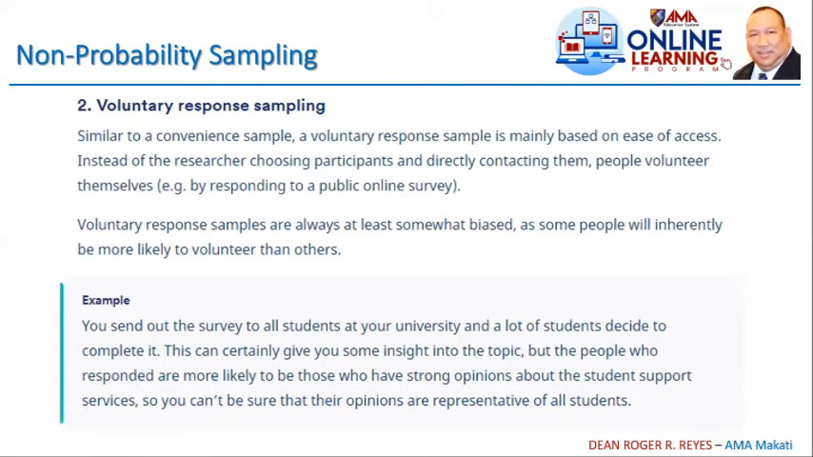Voluntary response samples are always at least somewhat biased. Some people will inherently be more likely to volunteer than others. So you send out the survey to all students at your university and a lot of students decide to complete it. This can certainly give you some insight into the topic. But the people who responded are more likely to be those who have strong opinions about the student support services. So you cannot be sure that their opinions are representative of all students.